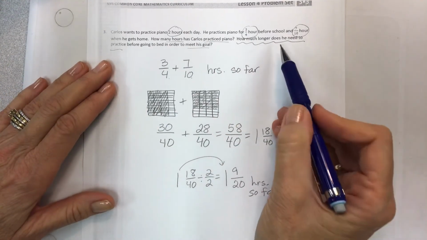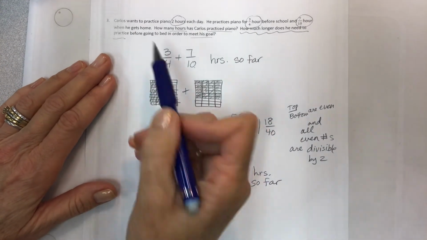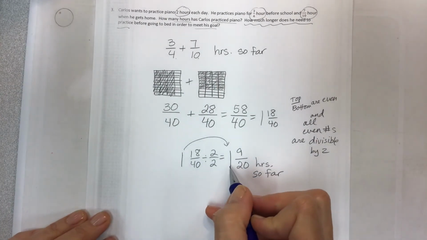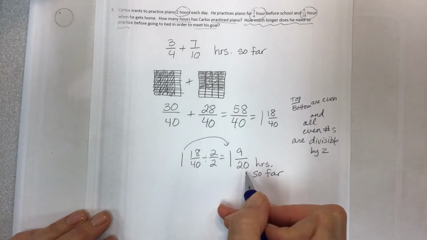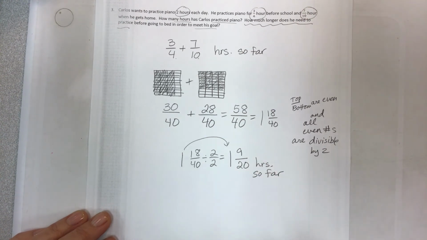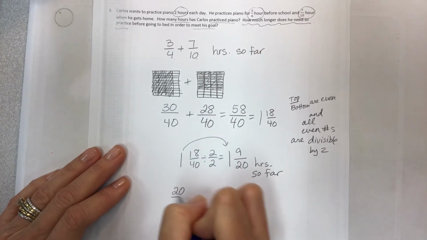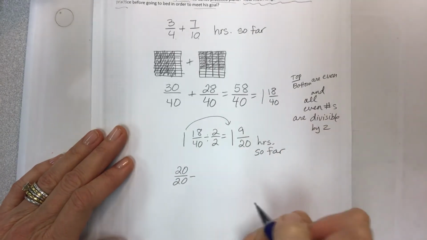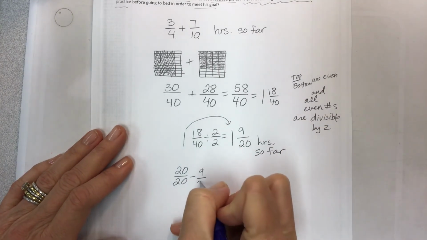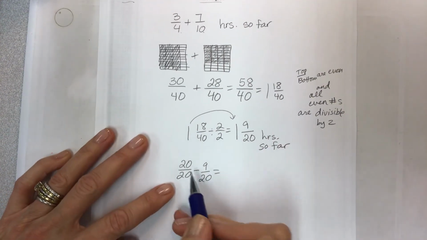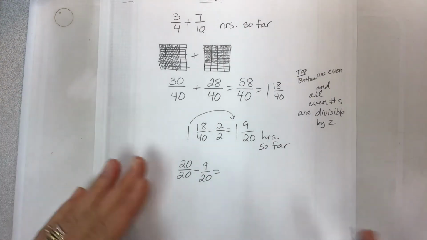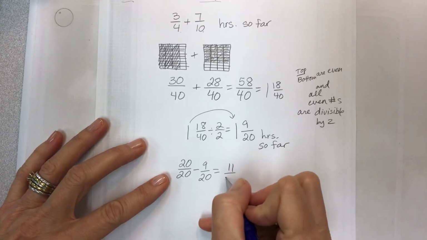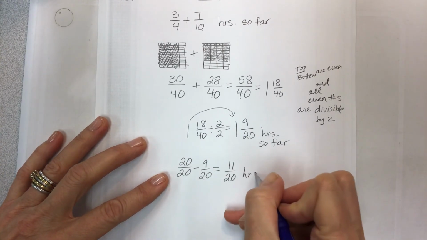The last part of the question is how much longer does he need to practice before going to bed in order to meet his goal? Well, if this is 1 hour and this is 9/20ths of an hour, then what's an hour? It's 20/20ths. So if you take what has already been practiced away from the 1 hour that he's working on, then we have what's left, which is 11/20ths.